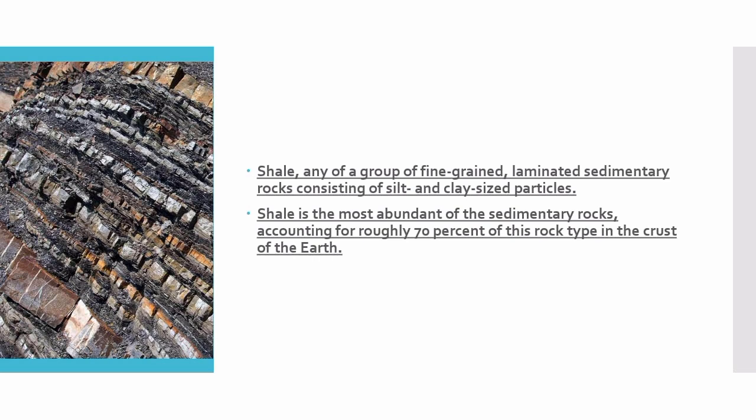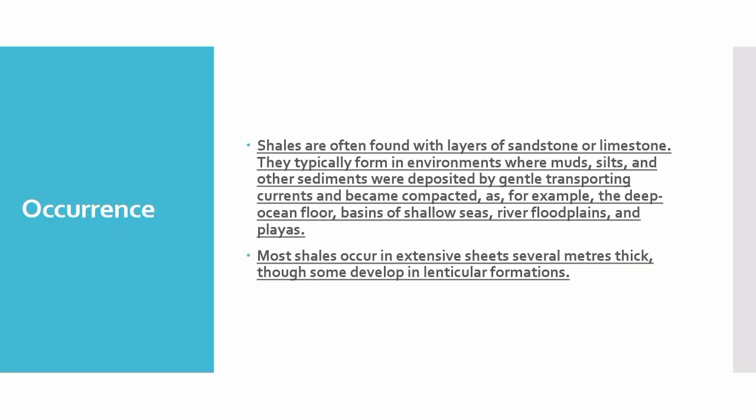So shale is any of a group of fine-grained laminated sedimentary rock consisting of silt and clay-sized particles. Shale is the most abundant of the sedimentary rocks, accounting for roughly 70% of the rock type in the crust of the earth. Talking about the occurrence of shale, they are often found with layers of sandstone or limestone.